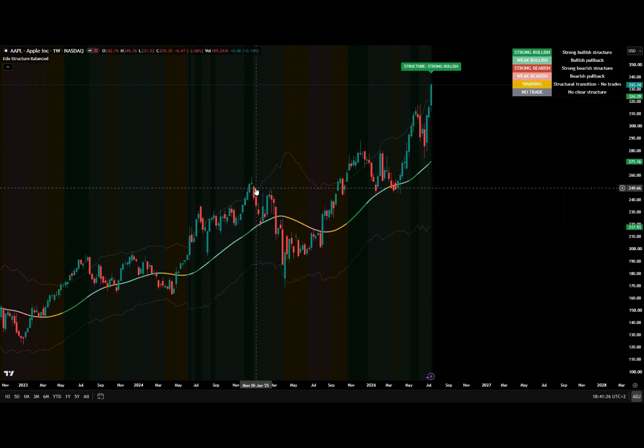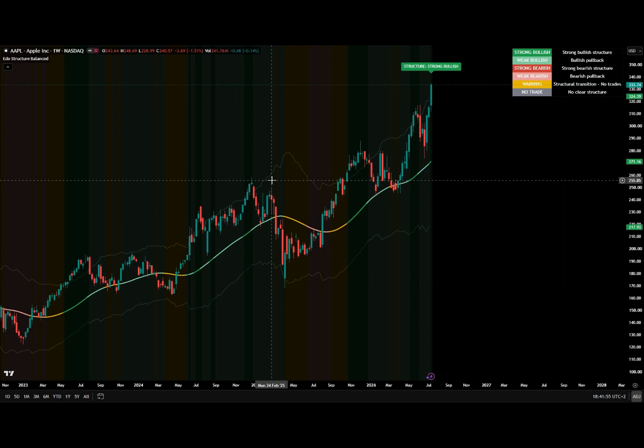Edo Structure is a market regime classifier. It does not give you buy or sell signals, and it does not predict the next candle. It answers a question that comes before any trade: what kind of structure is the market in right now, and is it even worth trading? It answers that through 6 clear, stable states. In this video we will see all 6, live, moving through different assets and time frames.